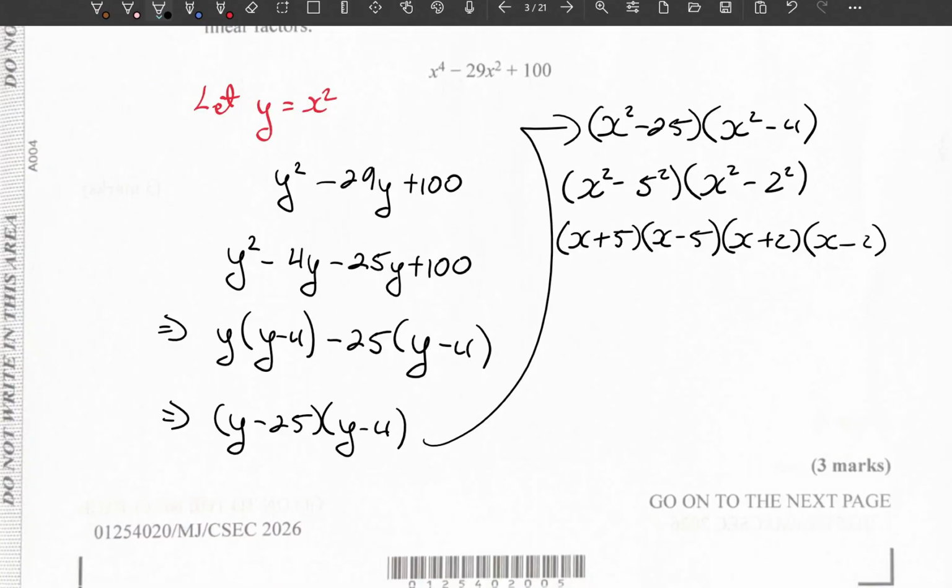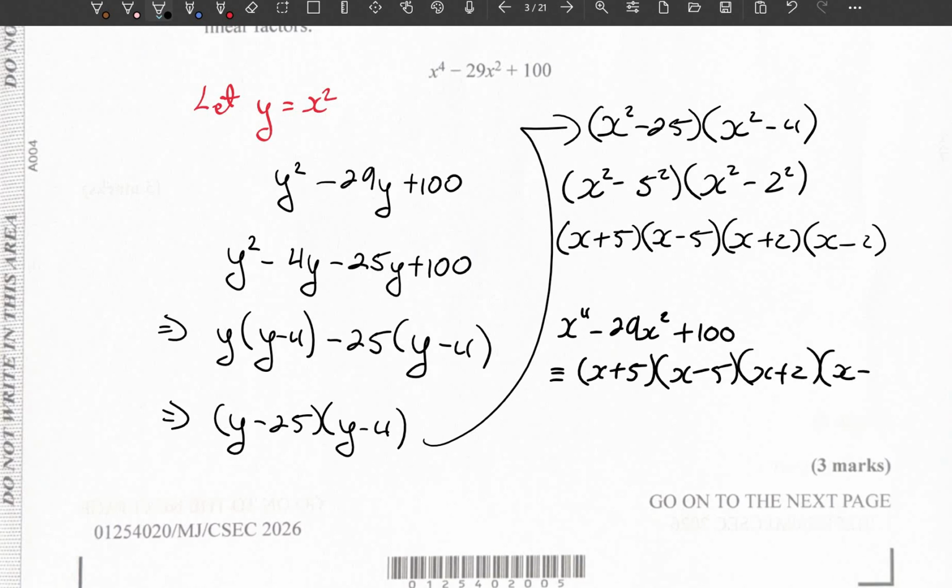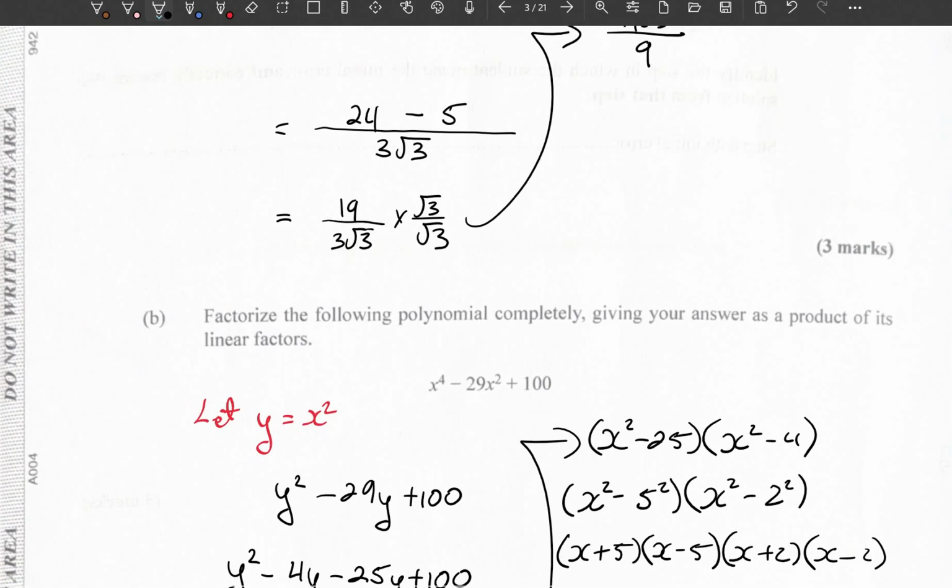So let's just state that x to the 4 minus 29x squared plus 100 is equivalent to x plus 5 into x minus 5 into x plus 2 into x minus 2. Right, so moving right along.